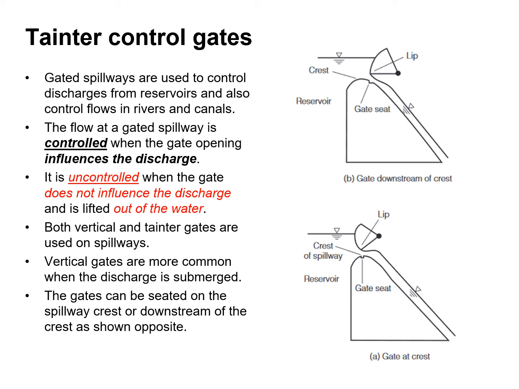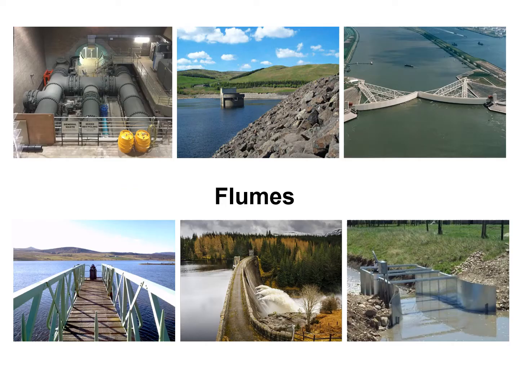Both vertical and tainter gates are used on spillways. Vertical gates are more common when the discharge is submerged. The gates can be seated on the spillway crest or downstream of the crest as shown opposite. So we're now going to have a look at the subject of flumes.